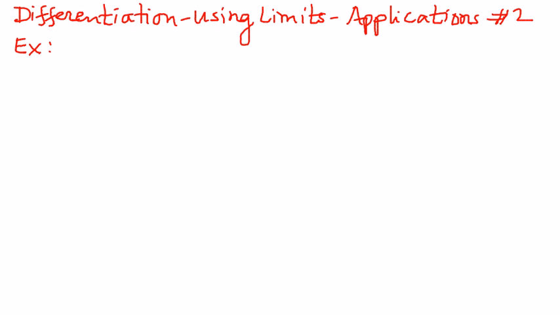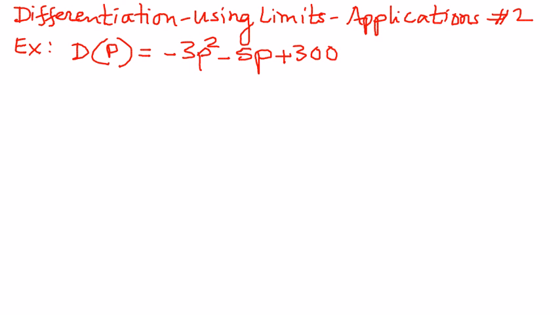Suppose the demand for a certain item is given by this function d of p: negative 3p squared minus 5p plus 300, where p represents the price of the item in dollars. What we want to do is find the rate of change of demand with respect to price.